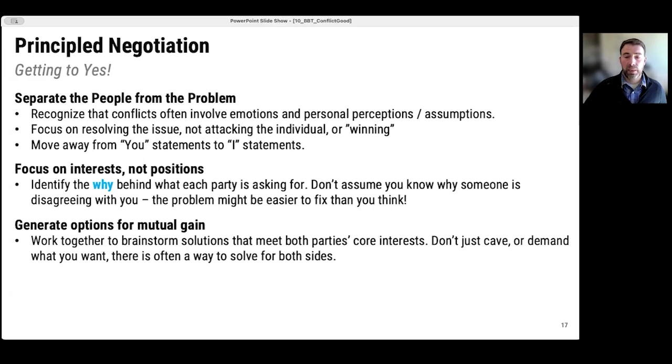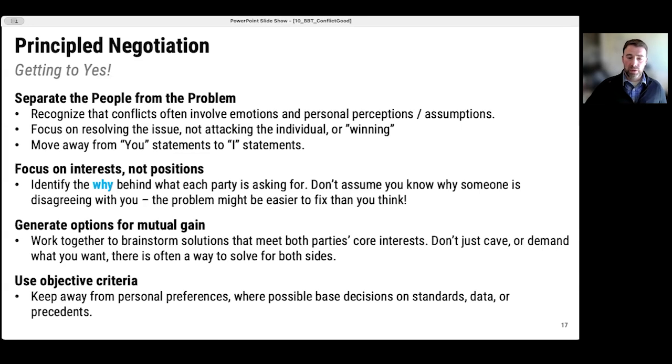Think about what the shared goal is, as we talked about before, and then move away from personal preferences. Really, how do we do this? How do we base these decisions on data and precedents?